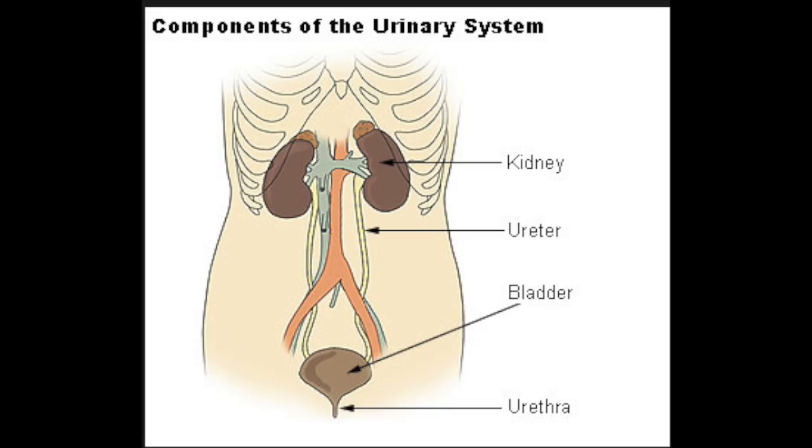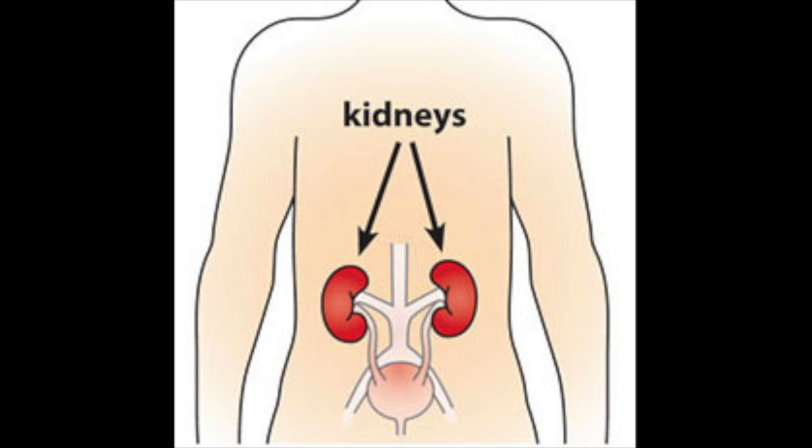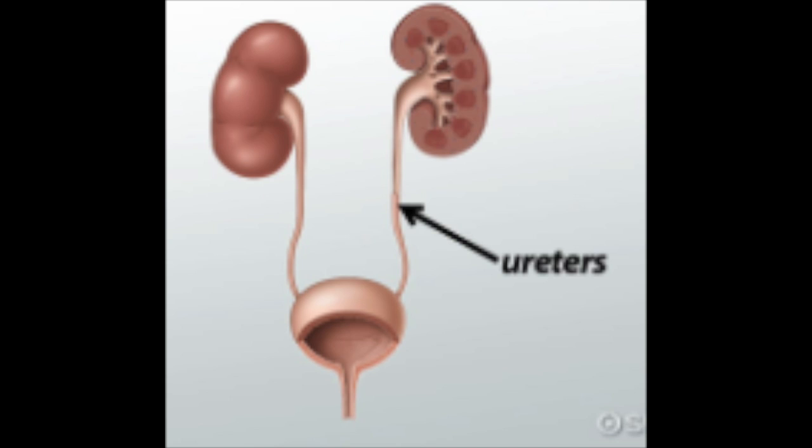The excretory system has four main parts: the kidneys, ureter, bladder, and urethra. The function of the kidneys is to extract waste from blood, balance body fluids, and to form urine. The ureter is a tube that carries urine from the kidneys to the urinary bladder.